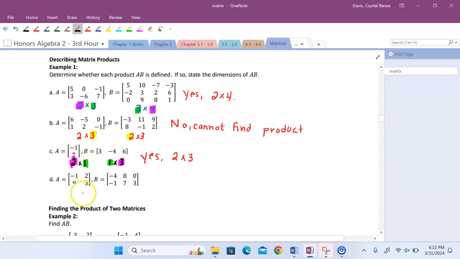Okay, last one. This is a 2 by 2 matrix, and this is a 2 by 3. Once again, because these match, yes, I can find the product. To see what size of matrix I get, it's going to be a 2 by 3, so the product will be a 2 by 3 matrix.